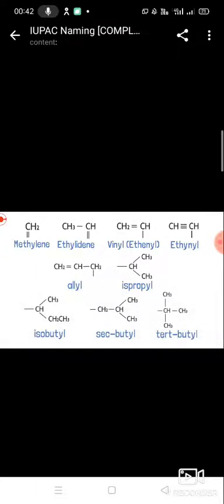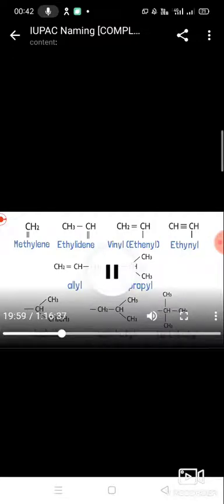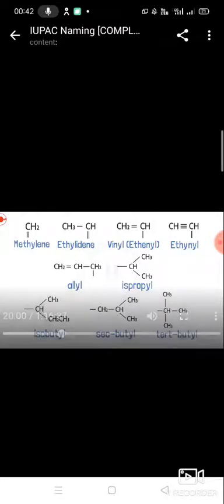Next, alkyl group and isopropyl. Alkyl group means it contains CH2, CH2 attached. It is an alkyl group.